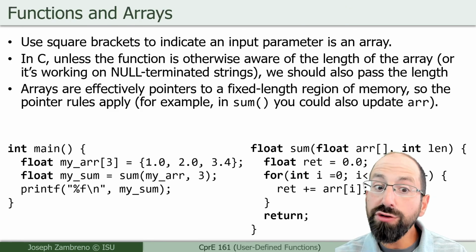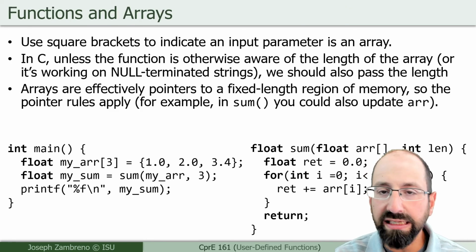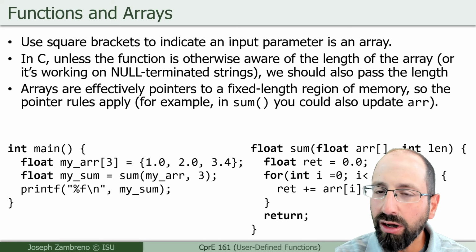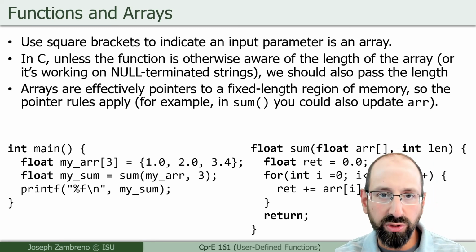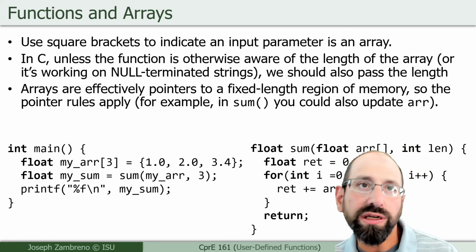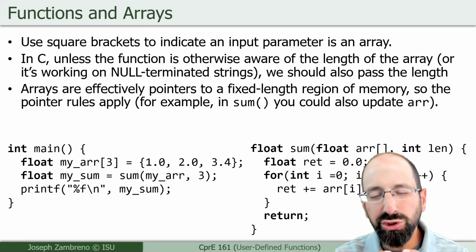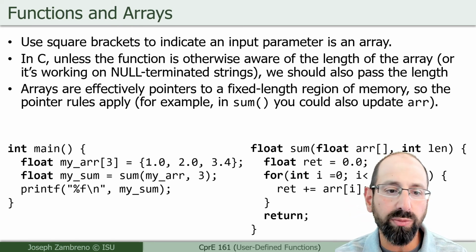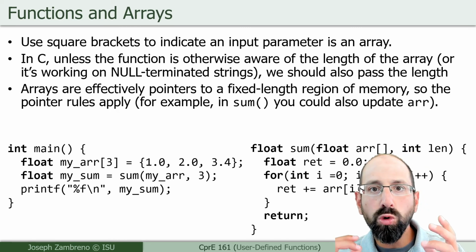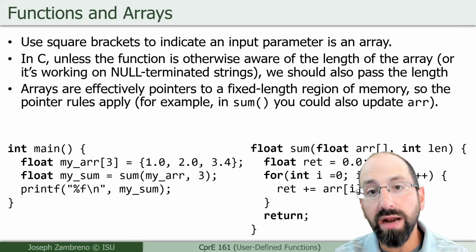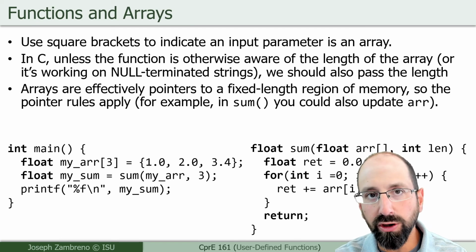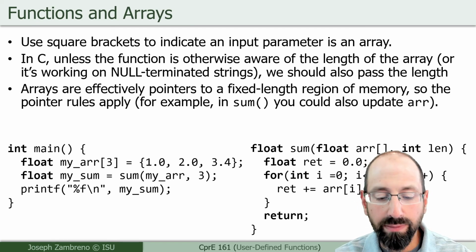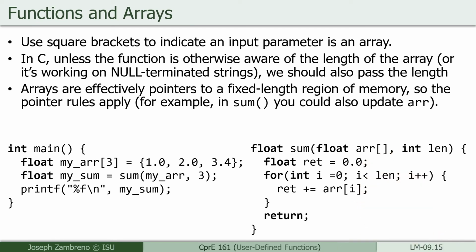And finally, the other approach that we will be using a decent amount, and we have used a little bit already, is understanding this relationship between arrays and pointers. By using that square bracket syntax to declare that one of the inputs is actually going to be an array, we can then pass that array as an input to our functions, and it works exactly the same as if it were a pointer being passed to that input.